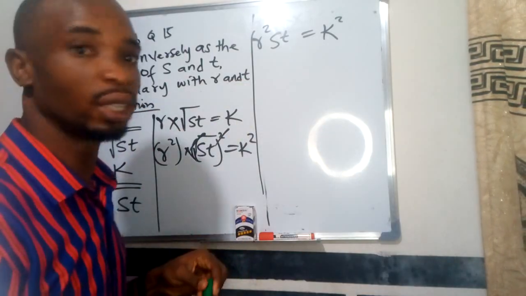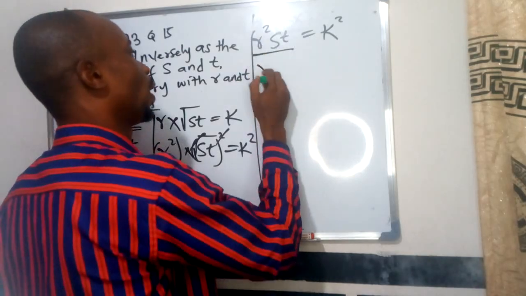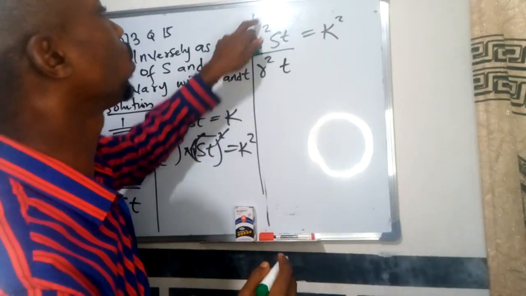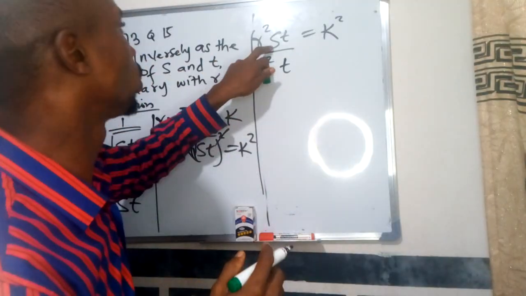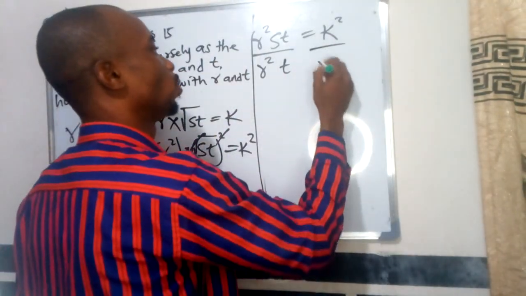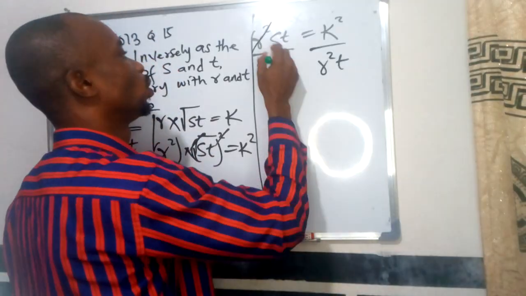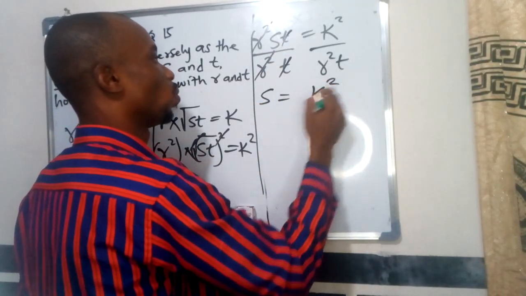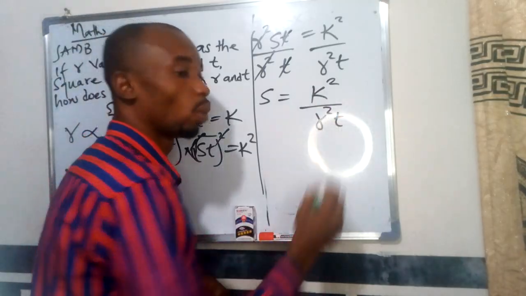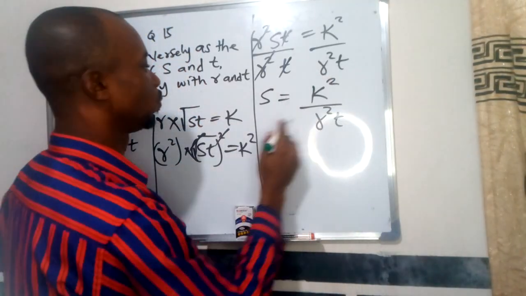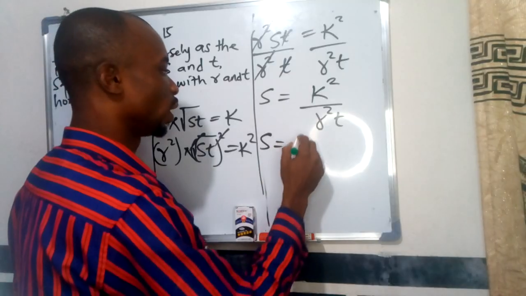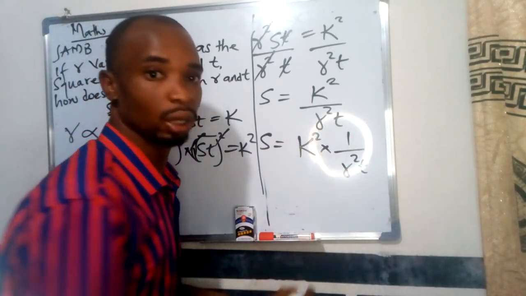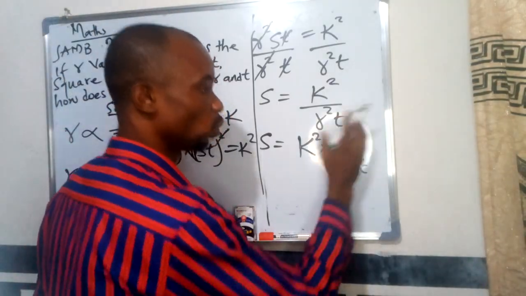That means make s the subject. So you are going to divide both sides by r squared t, because r squared t is the coefficient of s. So you divide both sides by that. So this will cancel, this will cancel this. s becomes k squared all over r squared t. Now if you can separate this, it will be k squared times 1 over r squared t. And the whole of this is what?